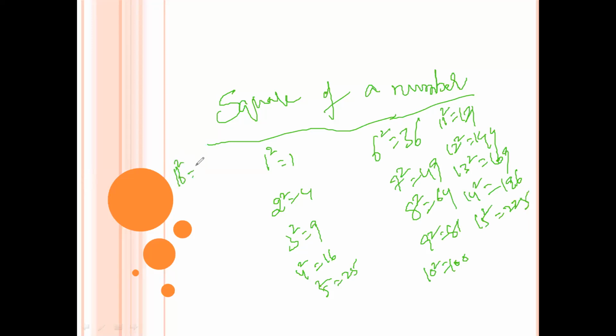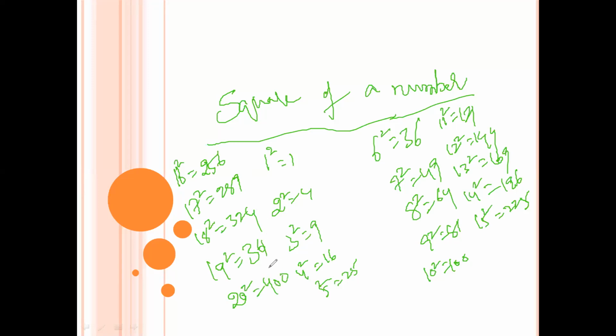16 square is 256, 17 square is 289, 18 square is 324, 19 square is 361, 20 square is 400, 21 square is 441, 22 square is 484, 23 square is 529, 24 square is 576, 25 square is 625. So these are the squares up to 25.